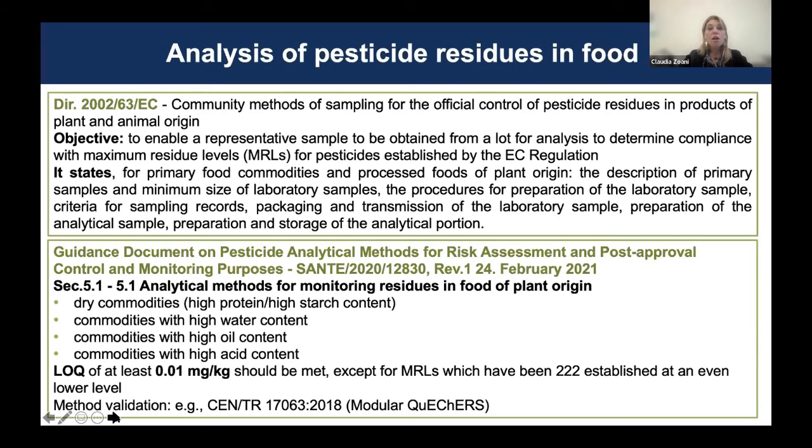In particular, for commodities and processed foods of plant origin, it provides a description of primary samples and the minimum size of the laboratory samples, the procedures for preparing the laboratory sample, the criteria for sampling records, packaging and transmission of the laboratory sample, the preparation of the analytical sample, and the preparation and storage of the analytical portion. This is only for sampling.